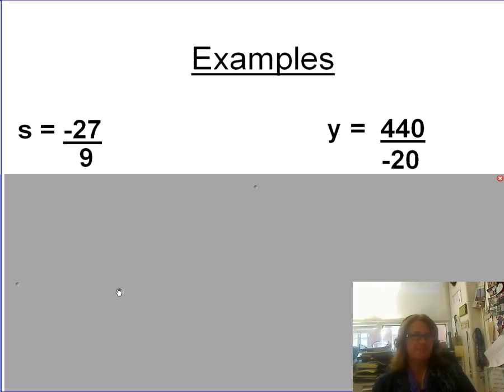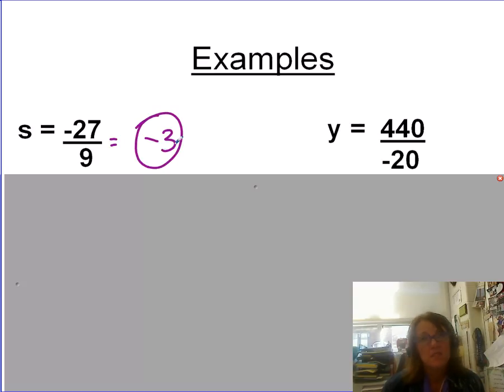A couple more. Here's some division ones. It's a fraction, okay? The numerator's negative, the denominator's positive. This means, since they're different, my final answer is negative. 27 over 9, oh, that's just 3. Done. Seriously, it's that easy. 440 divided by negative 20. Do your sign first. Positive over negative, negative. 440 divided by 20 is 22. Done.